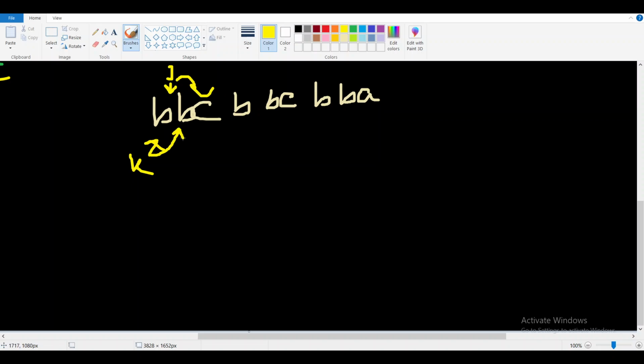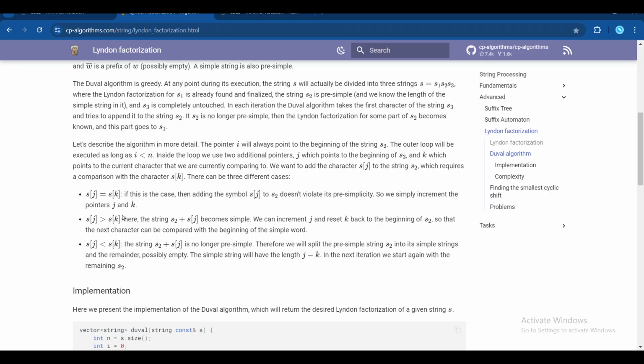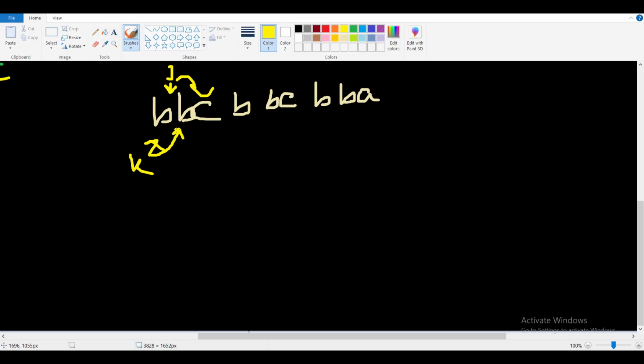Now here comes the case where Sj is greater than Sk. Here the string S2 plus Sj becomes simple, but it is not pre-simple because it is not part of the prefix. So in that case, we'll reset the value of the K pointer and mark it at the ith position, the initial position. K will be moved to here and J will be moved to here.